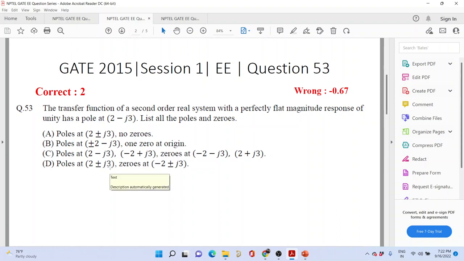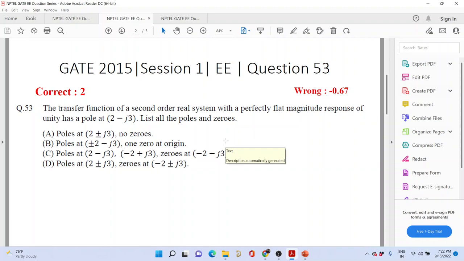So the poles have to be conjugate symmetric. Absolutely. Hence, because there is a pole at 2 minus j3, there will have to be a pole at 2 plus j3. Absolutely. Now, because the magnitude has to be unity, in the denominator of the transfer function we'll have the root of 2 square plus 3 square, which is 13.